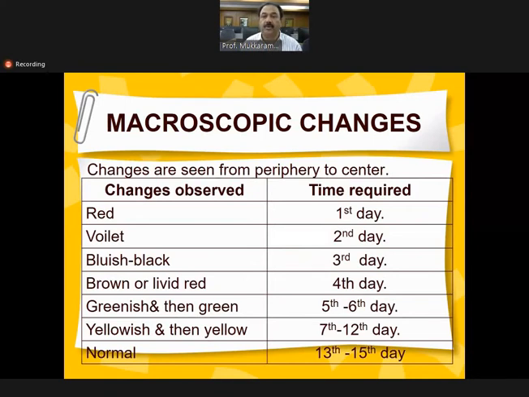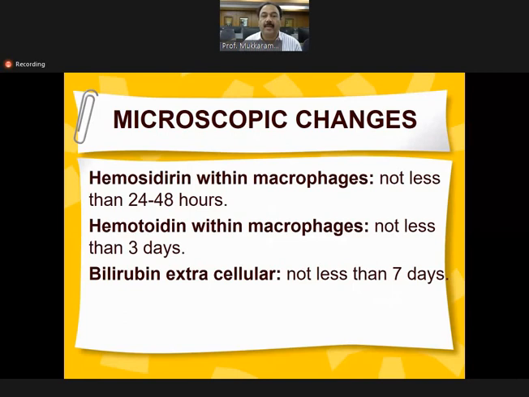And on the 12th to 14th day, or 13th to 15th day, there will be phagocytosis and everything will be removed, and it will come back to normal. These are the microscopic changes: hemosiderin within macrophages appears in not less than 24 to 48 hours, hematoidin within macrophages in not less than 3 days, and bilirubin extracellularly in not less than 7 days. So when it turns yellowish in color, 7 to 9 days have passed. When it is fresh, it is red in color.